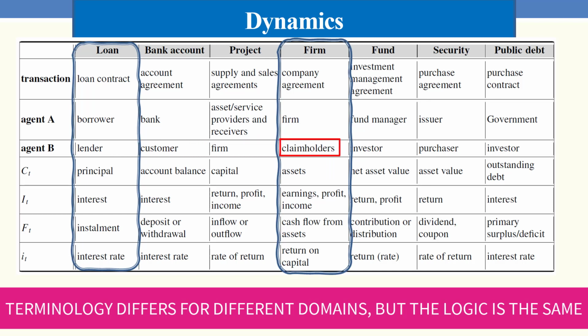In a loan contract, the remuneration of the capital is called interest, whereas in a firm, it is called profit or earnings or just income. But the meaning is the same. It's the growth of the capital within a period. In a loan contract, the cash flow is called installment. In a firm, it is called cash flow from assets. And the same occurs for any economic unit.